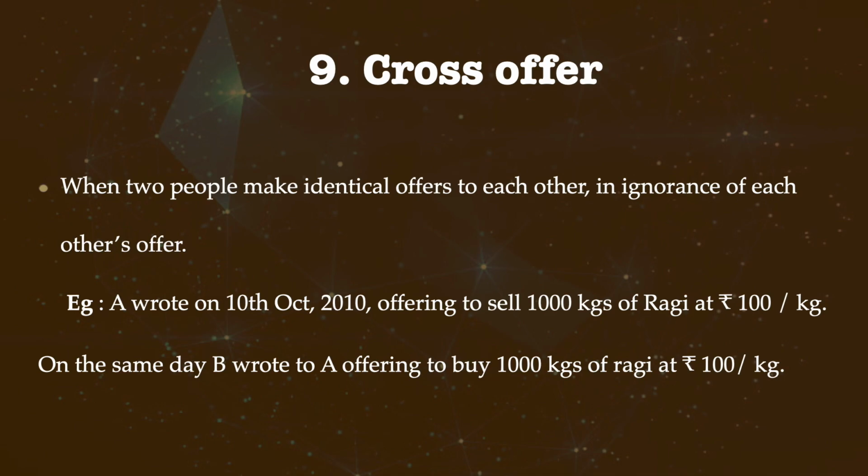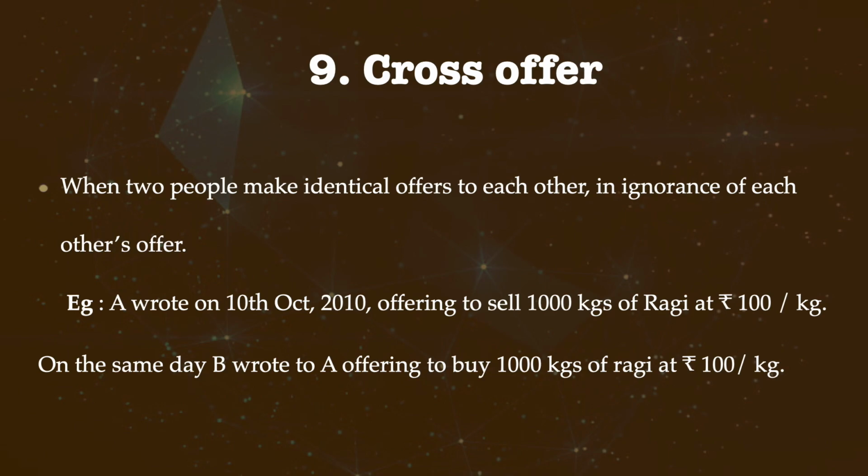That is when two parties to a contract are making offers to each other in ignorance of each other's offer. Let's see the example. Mr. A wrote a letter on October 10th, 2010 offering to sell 1000 kgs of ragi at rupees 100 per kg. A is writing a letter to B. On the same day, Mr. B is writing a letter to Mr. A to buy the same 1000 kgs of ragi, and his purchase price is also 100 rupees per kg.